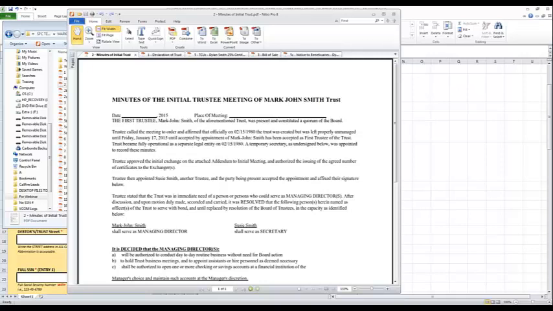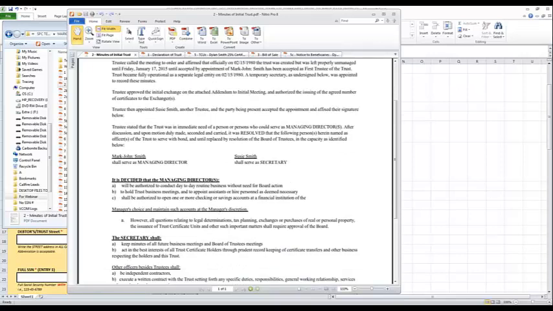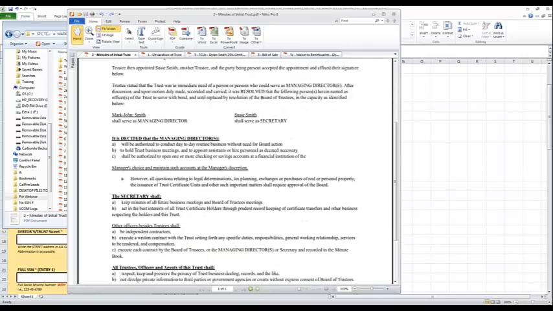Trustee stated that the trust was in immediate need of a person or persons who could serve as managing directors. After discussion upon motion duly made, seconded and carried, it was resolved that the following person or persons herein named as officers of the trust serve with bond and until replaced by resolution of the Board of Trustees in the capacities identified below. You and your second trustee. It says managing director and secretary. Those are both trustee positions.